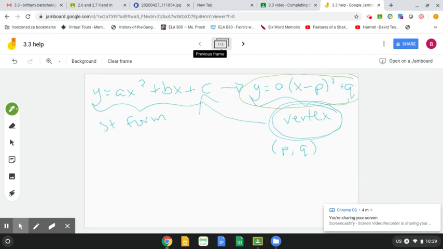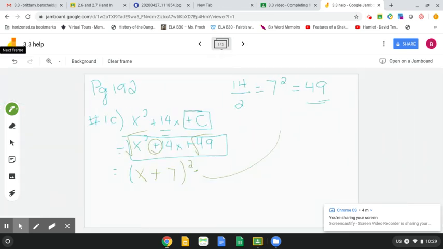a times x minus p squared plus q. So we're able to find our vertex from that. This is your p and your q, while your q is gone. For p, you always switch the sign. Right now it's positive 7, so p will be negative 7. There is no q, so it's 0. My vertex would be negative 7, 0. Perfect, so that's what you have to do for number 1.